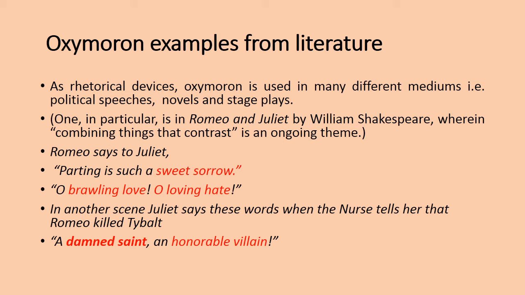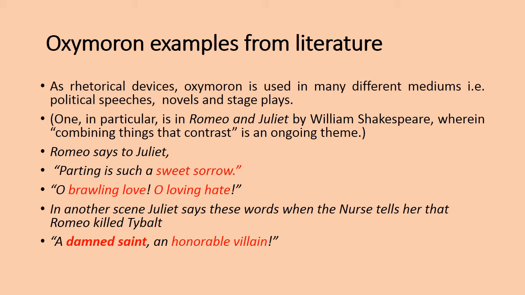Let's see some examples from literature. As a rhetorical device, oxymoron is used in many different mediums like political speeches, novels, and stage plays. One in particular is in Romeo and Juliet by William Shakespeare, wherein combining things that contrast is an ongoing theme. Romeo says to Juliet, parting is such a sweet sorrow. Oh, brawling love, oh, loving hate.